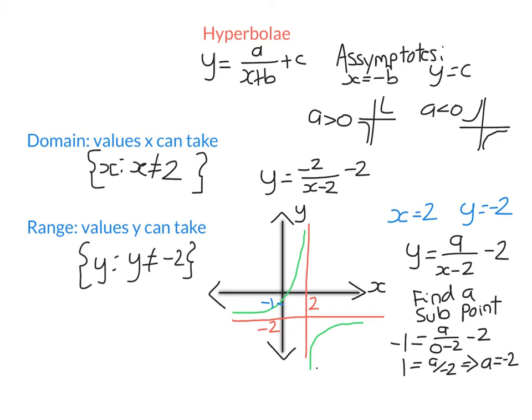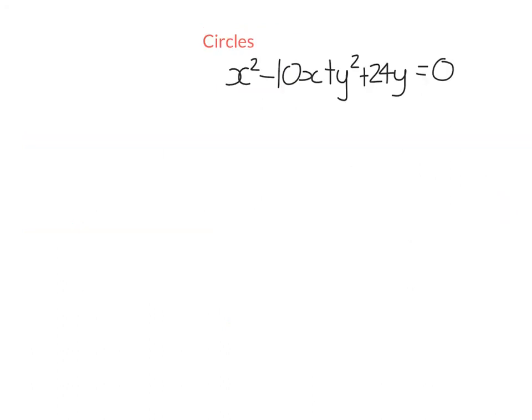So the last thing we're going to do here, we're going to look at circles. Believe it or not, this is actually the graph of a circle. It doesn't look like it's in the form that we're used to for circles. So I can put it in that form by completing the square. I'm going to complete the square with the x's and then complete the square with the y's.